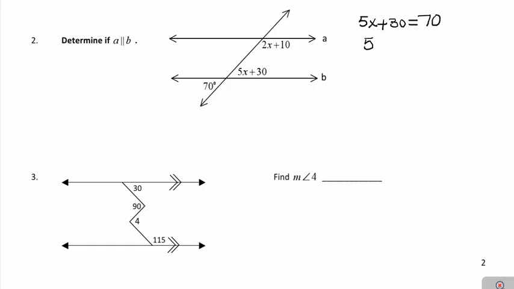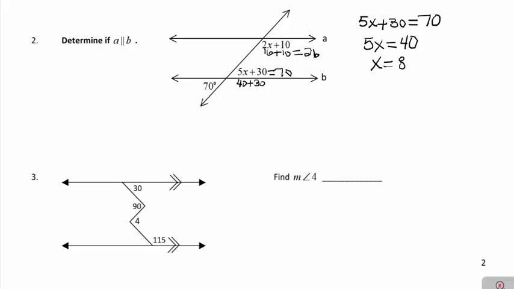So I'd subtract 30, and I get 5x equals 40. So divide by 5. And you should get x is equal to 8. And then I would substitute that 8 into these 2 angles. So we know that 5 times 8, that would give me 40 plus 30, which is 70. And if I substitute it up here, I get 2 times 8, which is 16, plus 10. And that would equal 26.